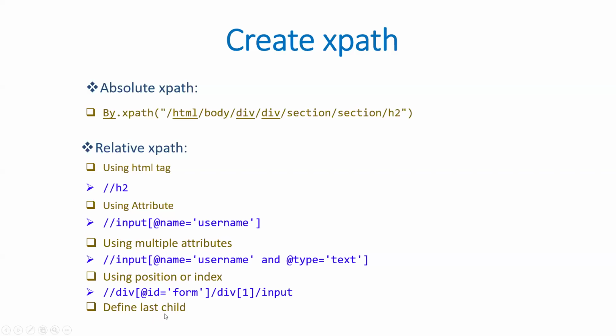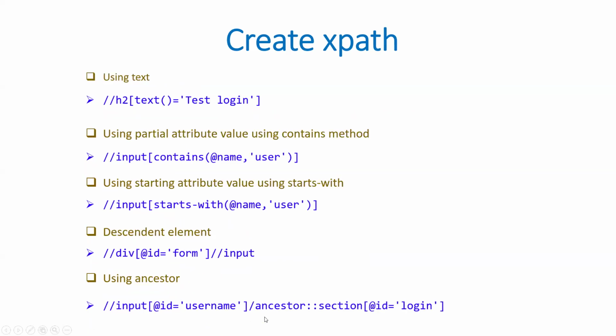There is a method here in XPath: the last method. Instead of using an index number, we can identify the last child element using this last method. This last method is used to identify the last child element. All of you understand this? The last child method, the last method.